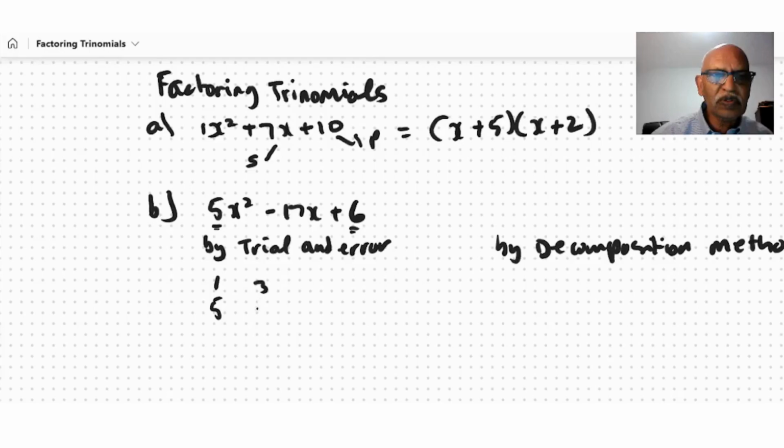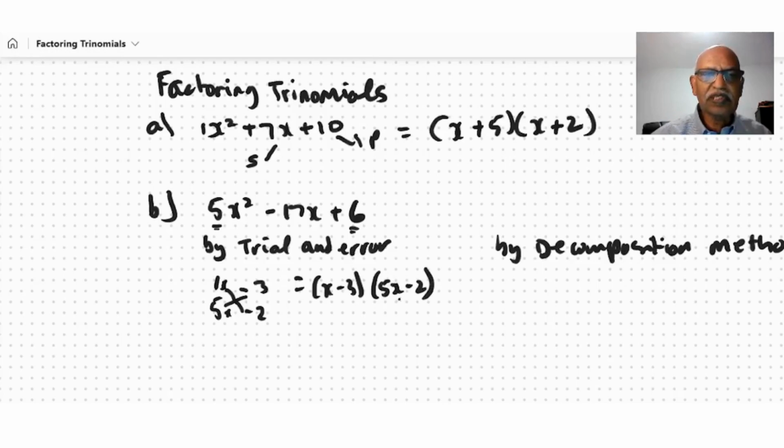3 times 2. Then we say the product is positive. Either both numbers must be positive or both numbers must be negative. Since the sum is negative, both numbers must be negative. Therefore, I say negative 15 plus negative 2 is negative 17, which is my number. So I go, the first number is always x. So x minus 3 and 5x minus 2. This is factored by trial and error. So I go across this way, x minus 3, 5x minus 2.